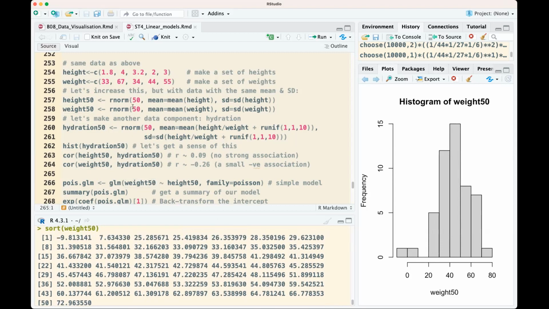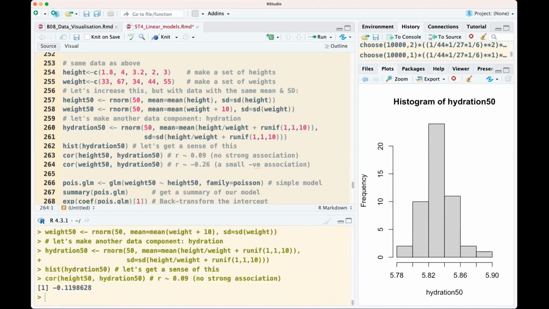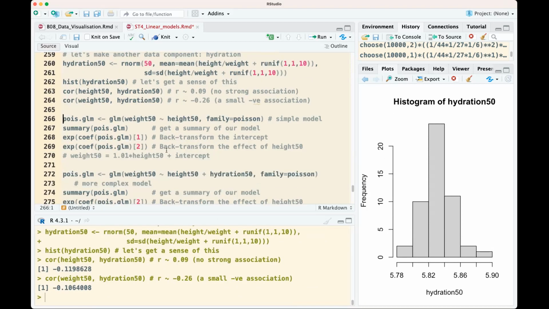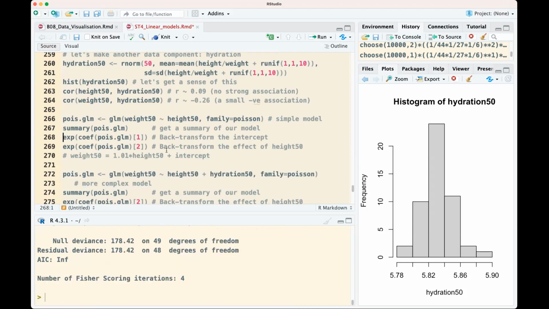So what we can do is increase the mean weight. So we just put a factor plus 10 here. Let's increase the mean weight. We got a new data set there for each of them. See the correlations are both kind of negative. We run our Poisson model predicting weight. And then we get the summary of that.